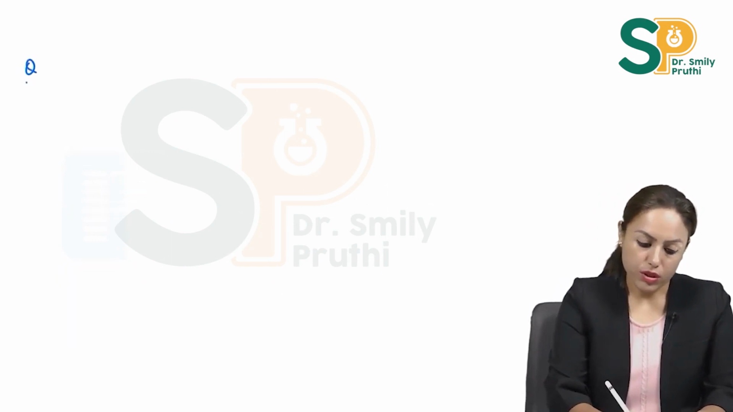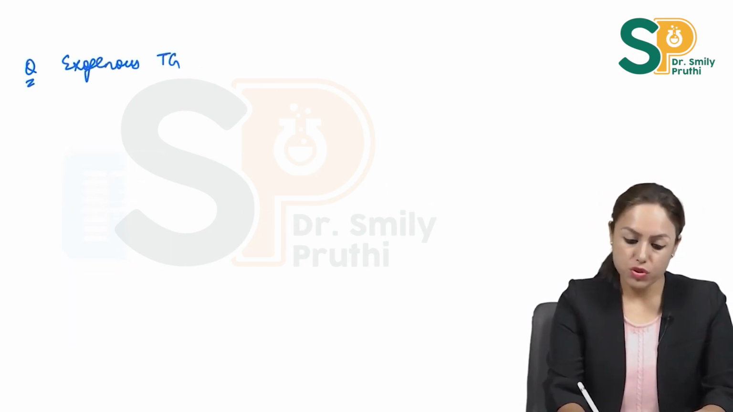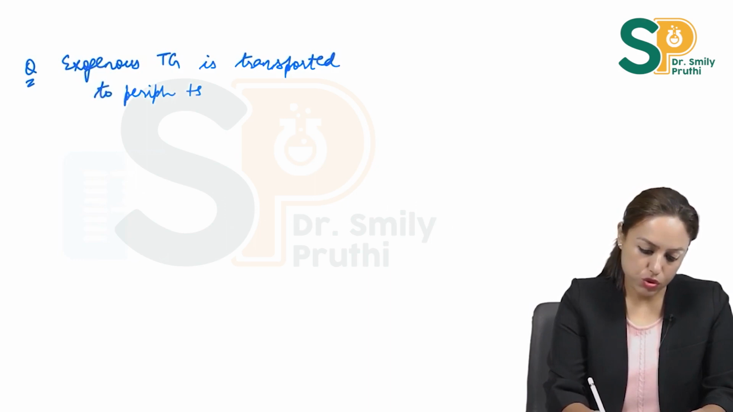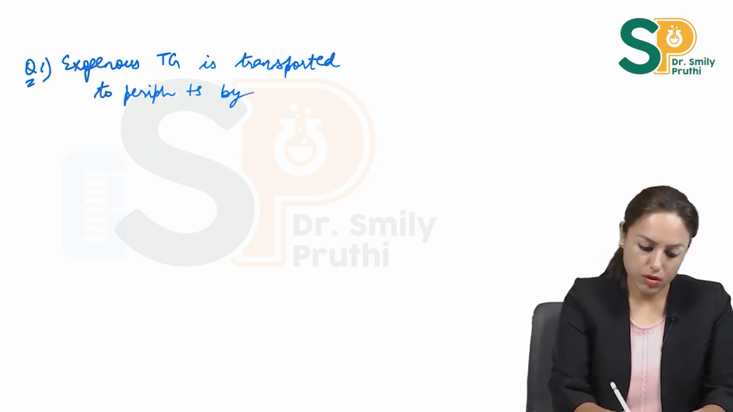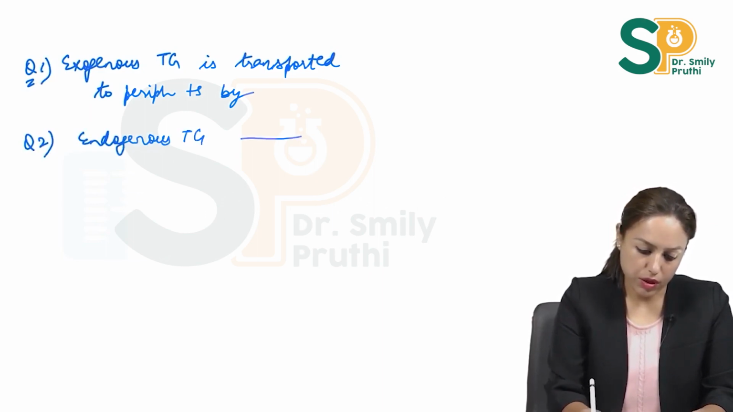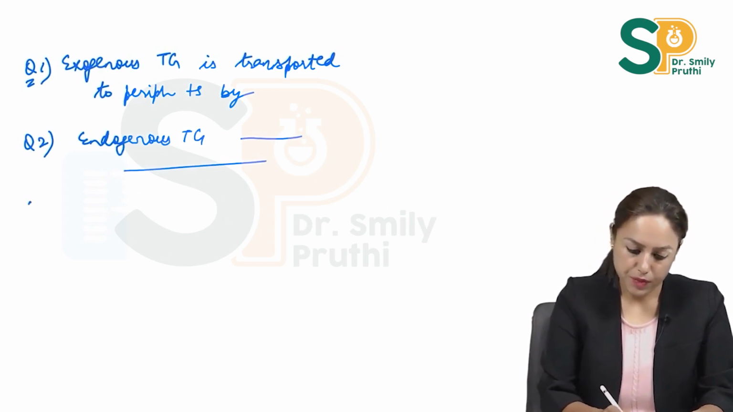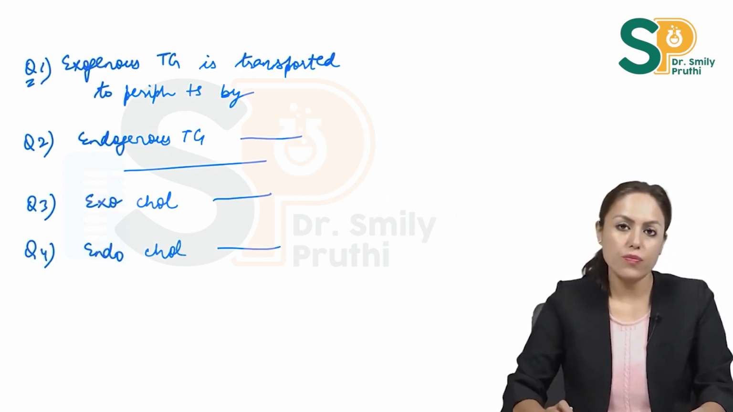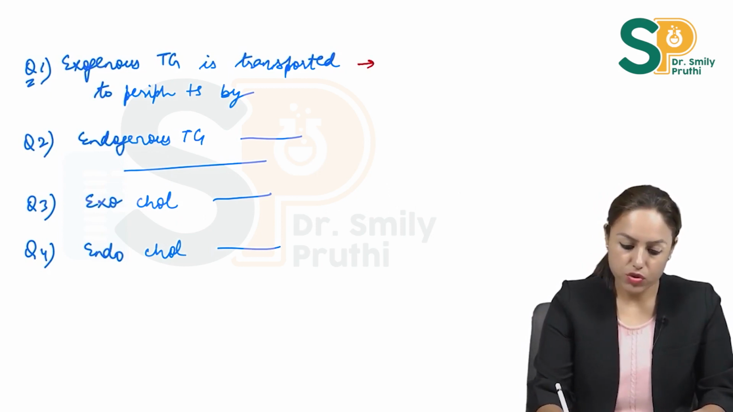Okay, now solve these questions. Question number 1: exogenous triglyceride is transported to peripheral tissue by? Question number 2: endogenous triglyceride is transported to peripheral tissue by? Then question number 3: exogenous cholesterol is transported to peripheral tissue by whom? And endogenous cholesterol is transported by whom? So, all these questions.